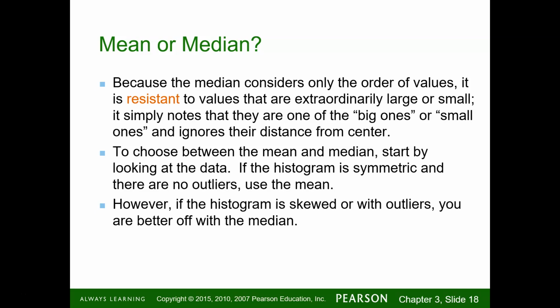Because the median only considers the order of the values, it is resistant to an extraordinarily large or small number. That 50 magnitude earthquake would have pulled the mean way out of the way. The median ignores the big ones or the small ones, ignoring their distance from the center. So to choose between mean and median, you look at the data. If it looks symmetric and there are no big numbers way on the outside, the mean is a pretty good value to use. However, if it's skewed or has big outliers, you want to use the median.